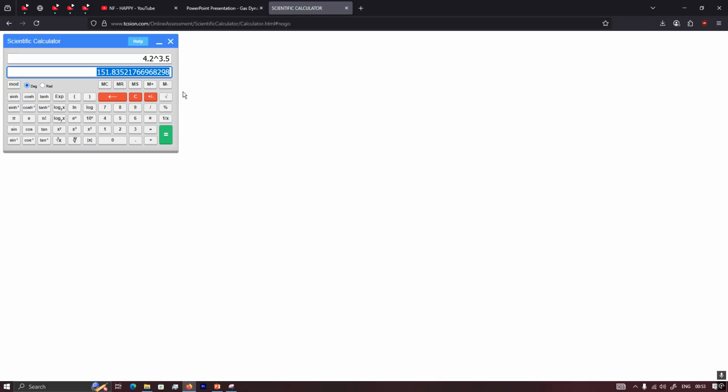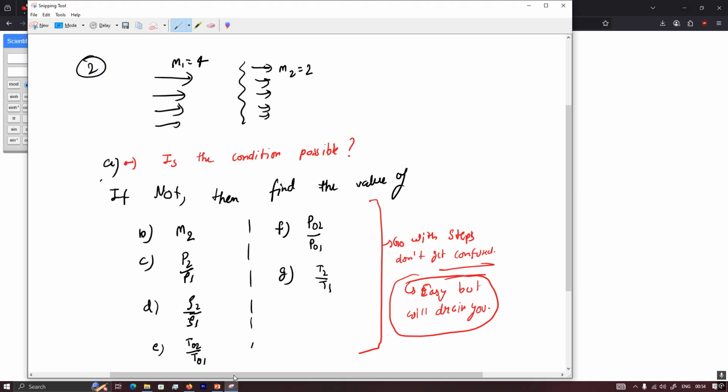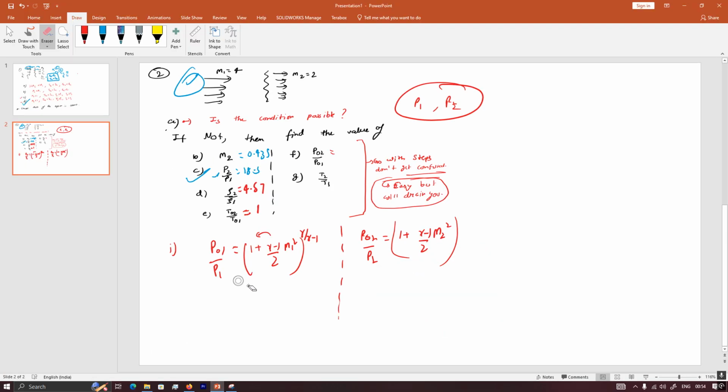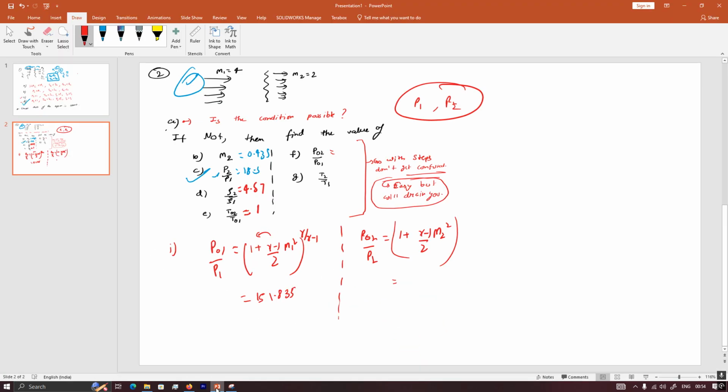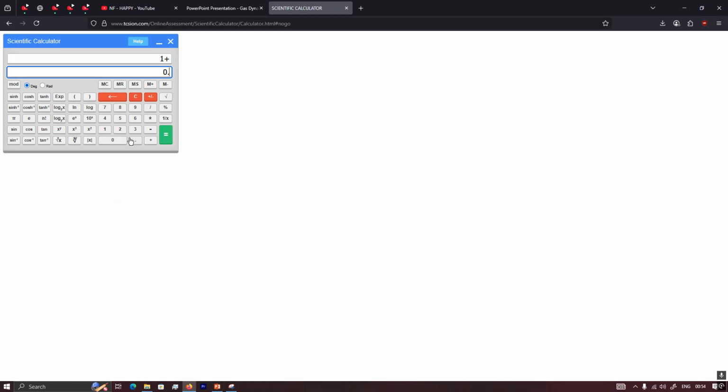So it is coming as 151.835, I think. Yeah. And let's calculate the right hand side after the normal shock wave. So your Mach is 0.435. So 1 plus 0.2 into 0.435 square to the power 3.5. Okay, so this value is coming.